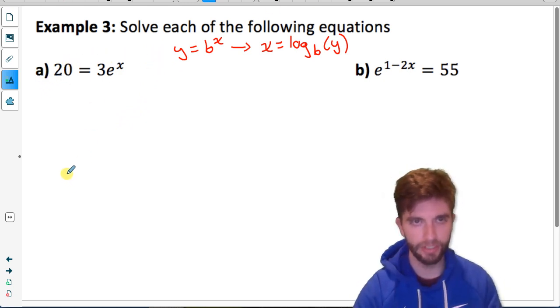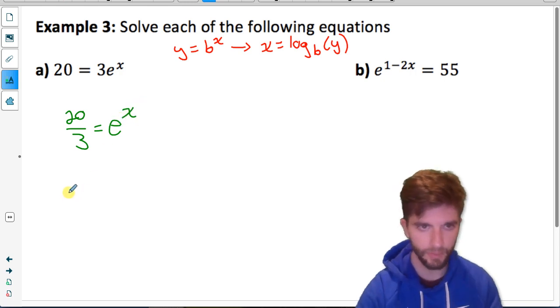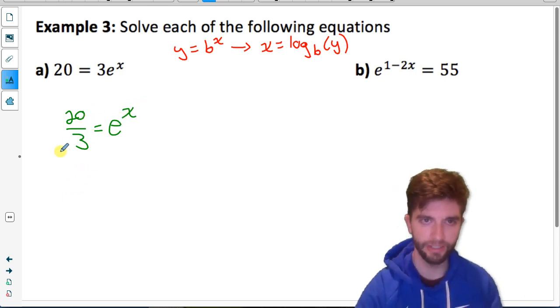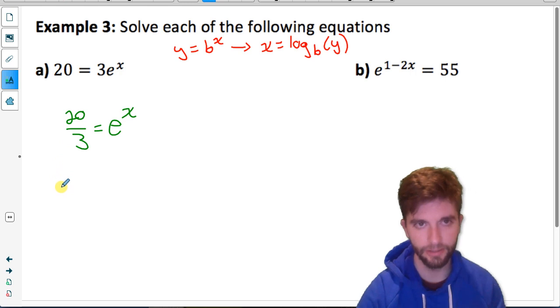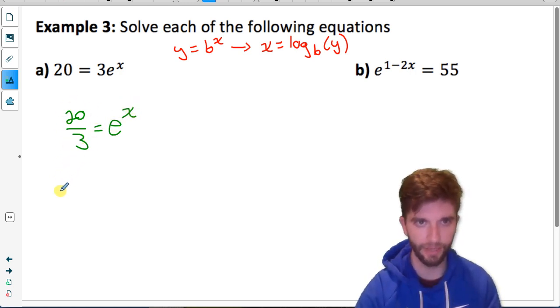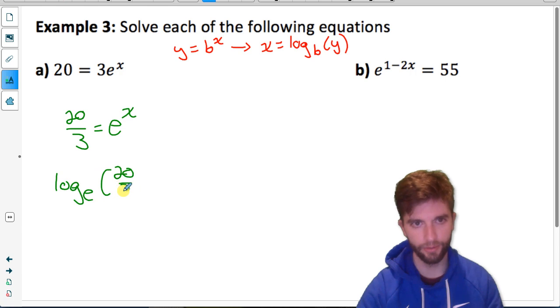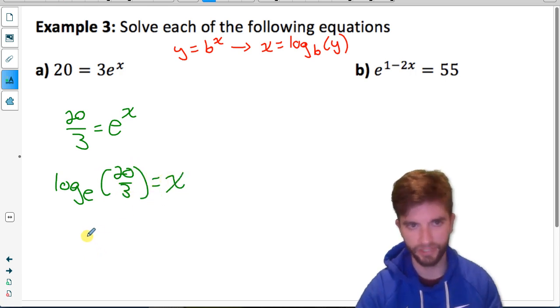20 equals 3 times e to the x. We want to solve for x, so I'll start by dividing by 3. 20 over 3 equals e to the x. And now I'm going to transition this into a logarithmic expression. I'm interested in what exponent goes on e to get 20 over 3, so I could use a logarithm to ask me for that. Log base e of 20 over 3 equals x.